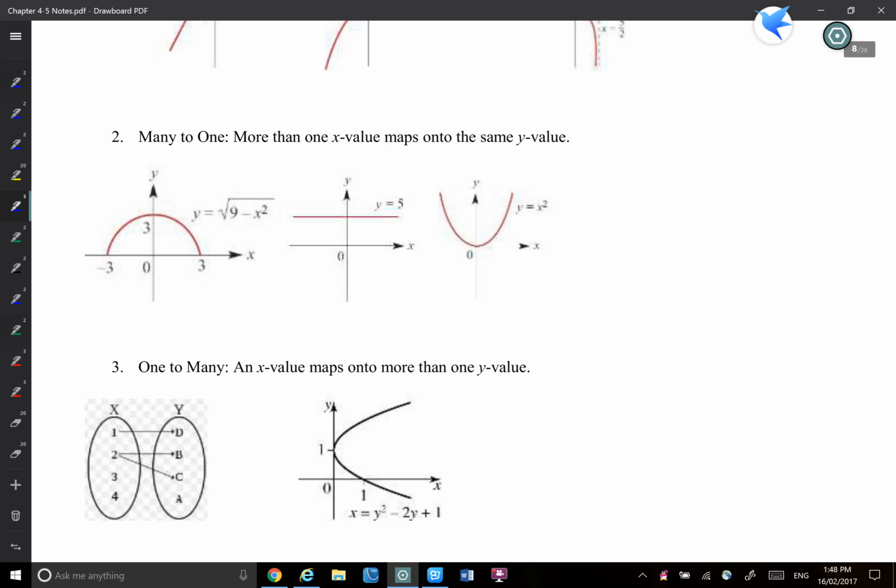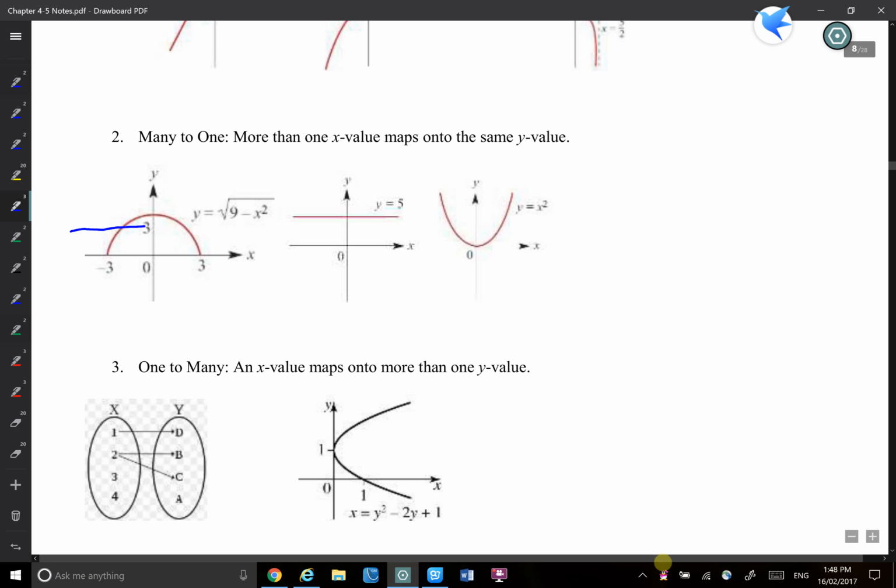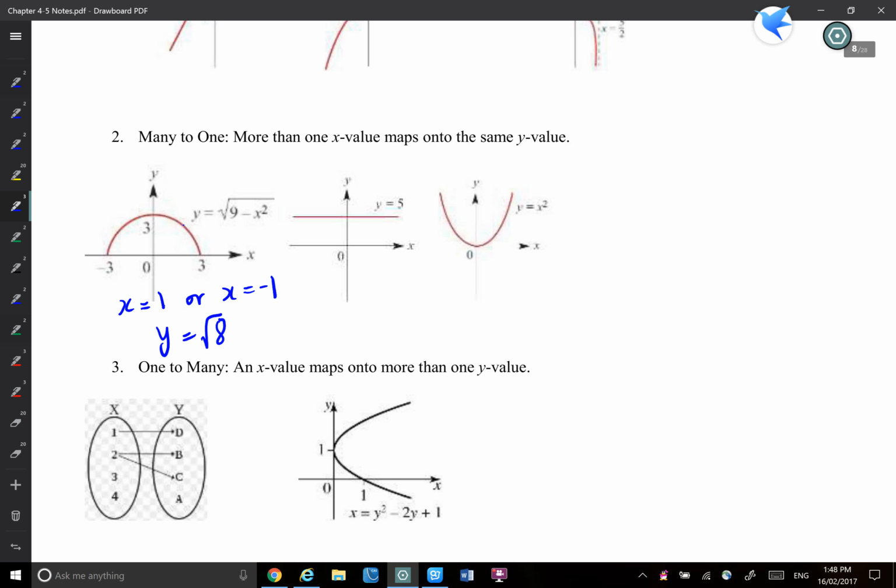Okay, part 2, many-to-1 function. So what is a many-to-1 function? More than one x value mapping onto the same y value. So let's have a look here. If I draw a line here, for this graph, x equals 1 or x equals -1, they both give you y equals square root 8, right? So if I tell you my y equals square root 8, I don't know what my x should be. -1 or 1, I cannot decide, because both x values give me the same y value.